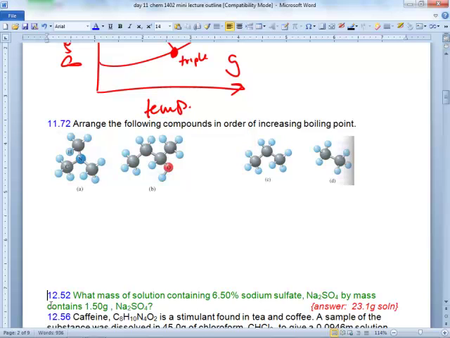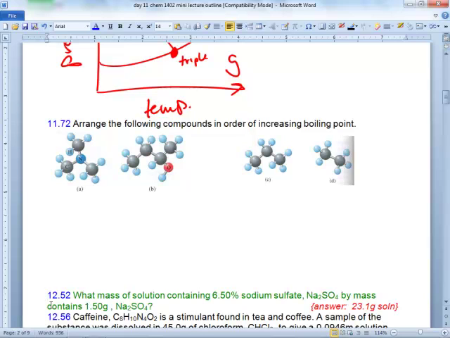Dipole-dipole. And then the strongest one out of all of them, hydrogen bonding. H with O or F, even N sometimes. It depends on the book, but pretty much O, N, or F. Okay.